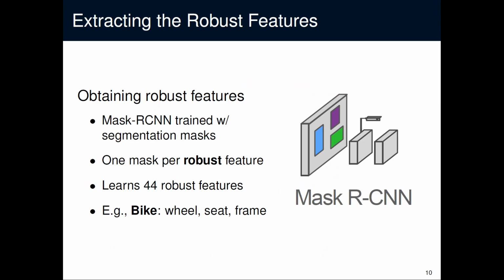So how do we obtain these robust features? We use a Mask R-CNN trained with segmentation masks on all the robust features we want to collect. And there's one mask per robust feature and 44 robust features. So for the running example here, the bike would have the wheel, the seat, and the frame, and those would compose some of the robust features of the bike.